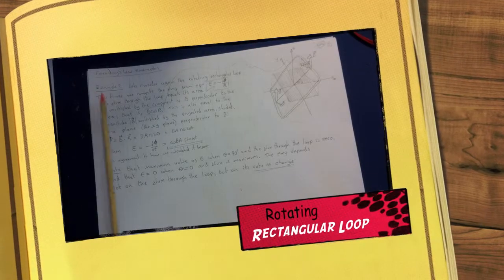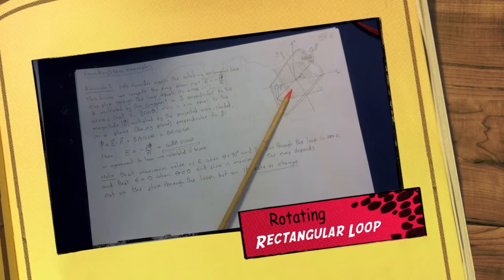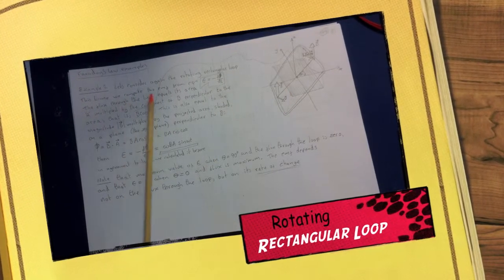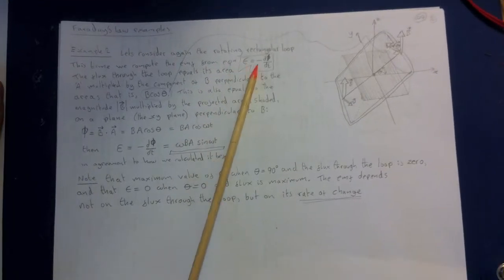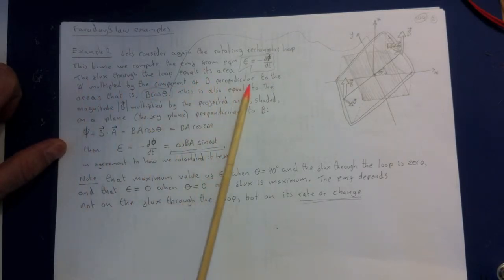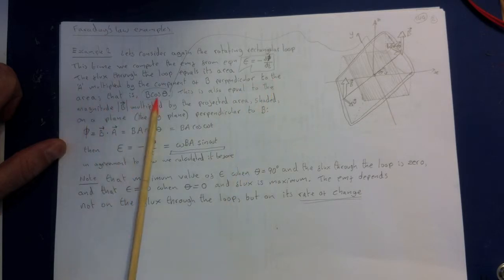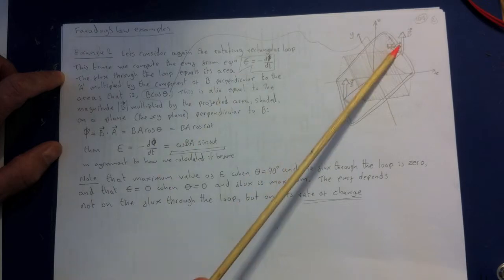Okay, here's another example. Let's consider again the rotating rectangular loop, this diagram here. This time we compute the electromotive force from the equation minus d phi by dt. The flux through the loop equals its area, A, multiplied by the component of B perpendicular to the area, that is B cosine theta. You can see that part there is B cosine of this angle between them.